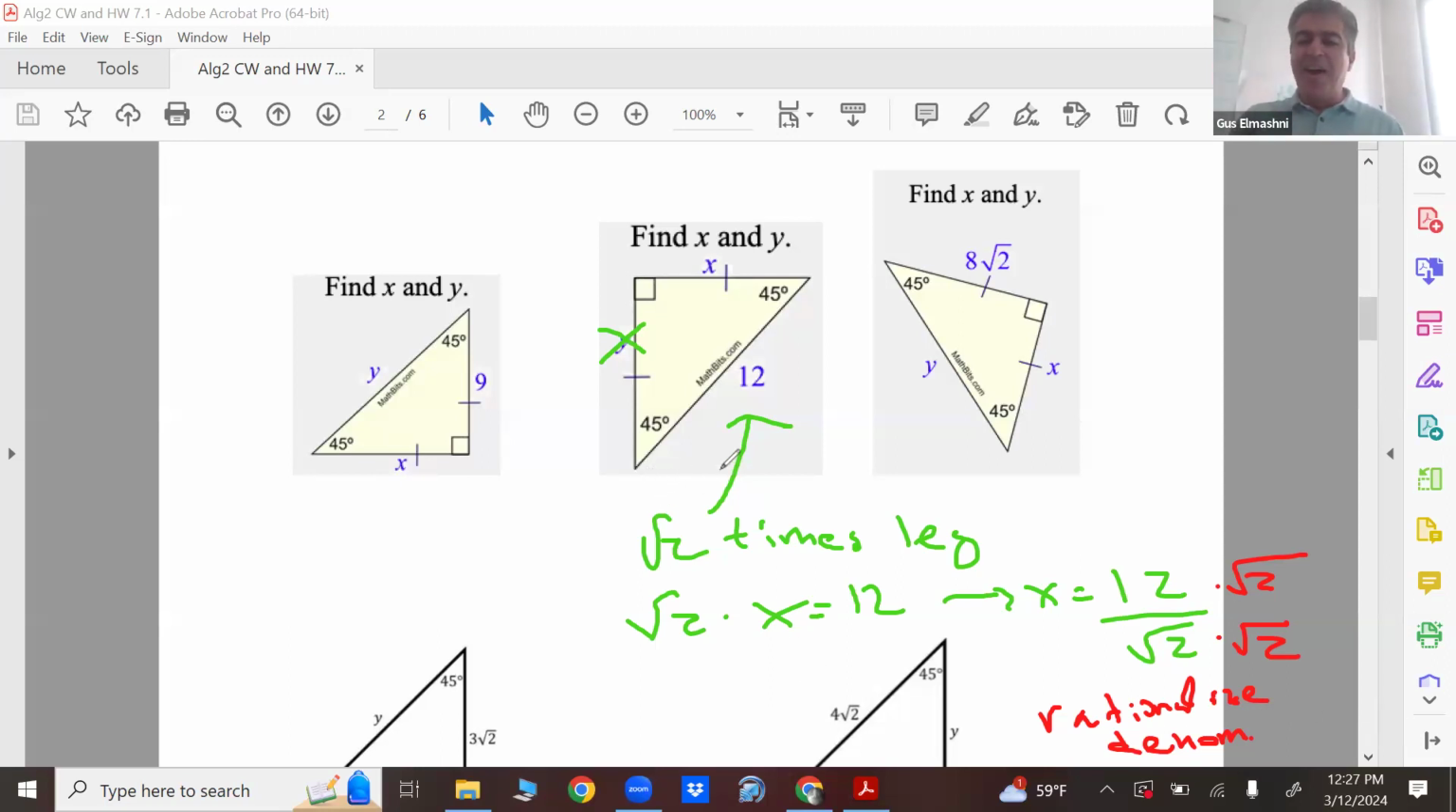So anyway, rationalize means you want to make it a nice number. That's why we multiply top and bottom by root 2. What do you get? 12 root 2 over 2, and that reduces to 6 root 2.